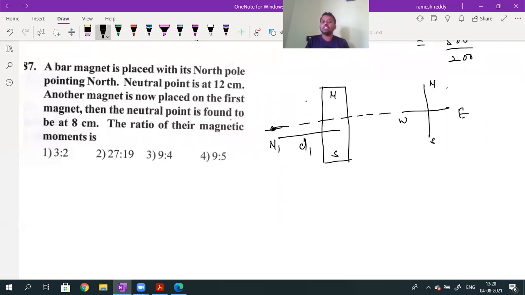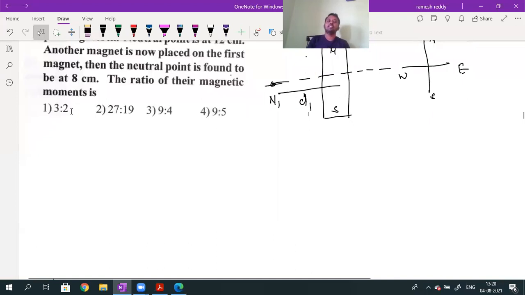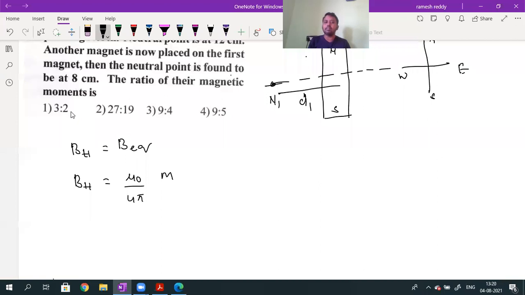At this null point, what is the condition? N1 is lying on the equatorial line. Since it is a null point, BH will be balanced by the magnetic field induction due to this bar magnet on the equatorial line. So BH will be given by the equatorial formula, mu naught divided by 4 pi into M divided by d cube. Correct?